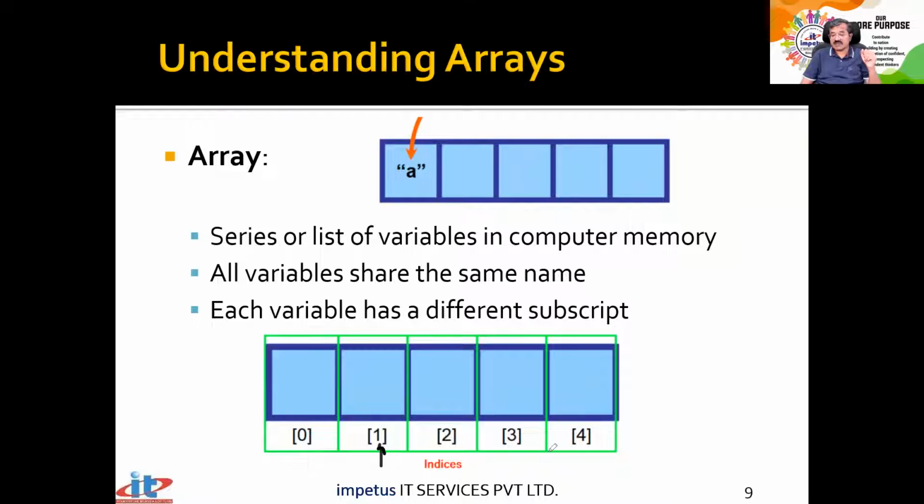Second will have index 1. So the last element in the array always has an index 1 less than the size of the array. So if I create a group of 5 variables, the index of the last element in the array will be 4. And this will happen in most of the languages.